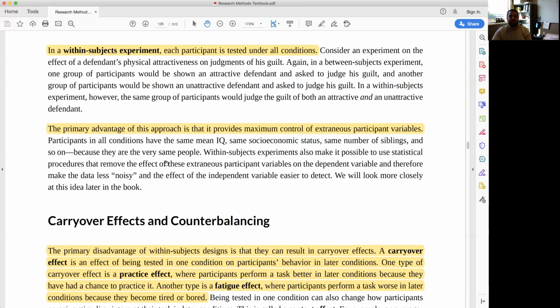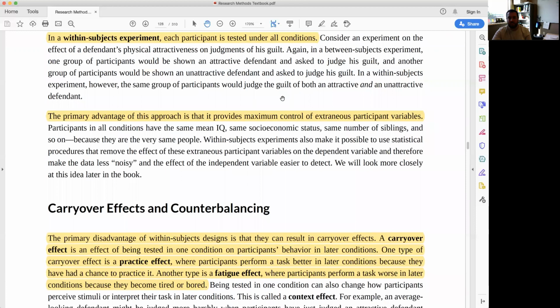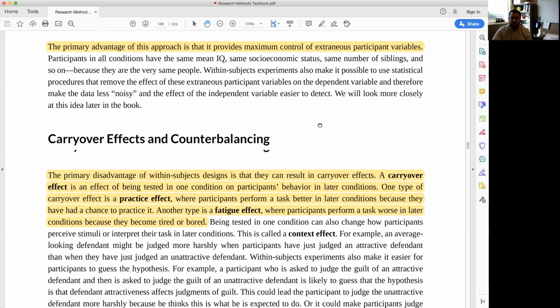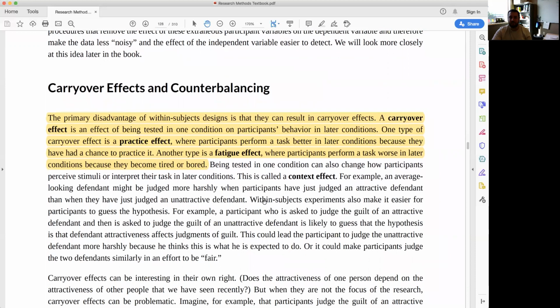So the primary advantage is that it provides maximum control of extraneous participant variables because it's the same participant. So you don't need to worry about maybe one participant is extremely knowledgeable about the criminal justice system, whereas your next participant isn't, right? It shouldn't impact that because the same participant's getting every single level of your independent variable. Now, there are concerns with this.